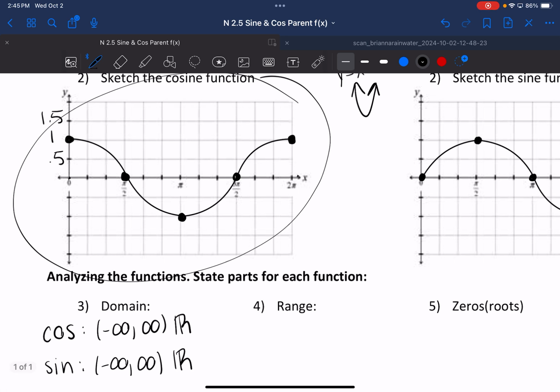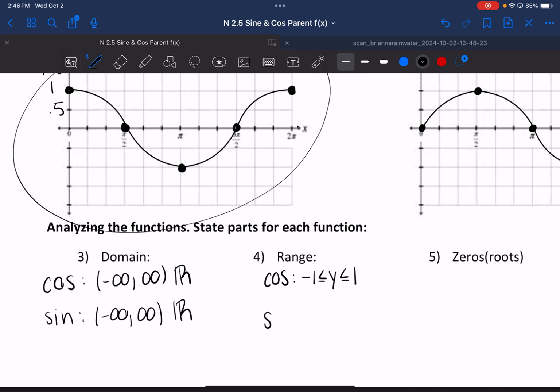Okay, now we're looking at the range. So the range of cosine. Range is my y values. That's my up and down. So what does that look like for cosine? Between negative 1 and 1, right? So the lowest it goes is negative 1. The highest it goes is 1. So we could write that this way, or you can write it with your brackets instead.